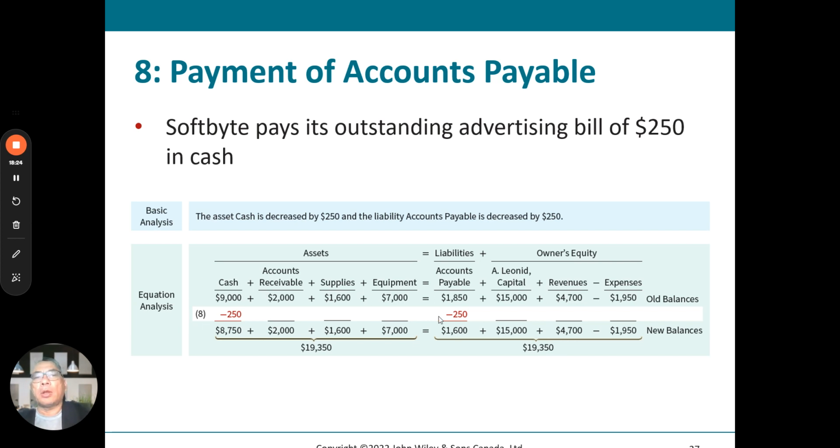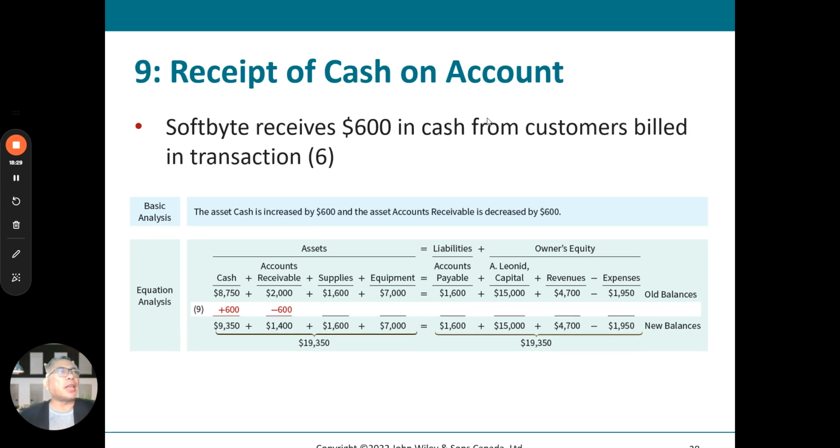Number 9, receive cash on account. SoftByte receives 600 in cash from the customer billed in transaction 6. So cash plus 600 from the customer bill, and accounts receivable minus 600 because you have received the payment.